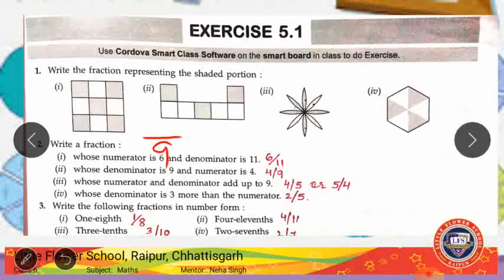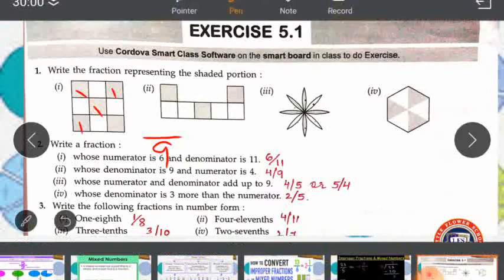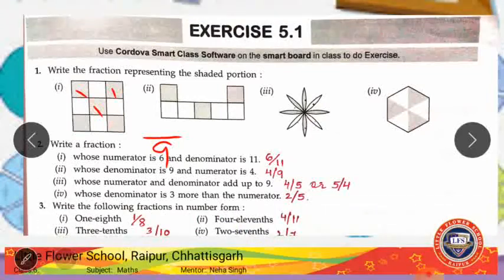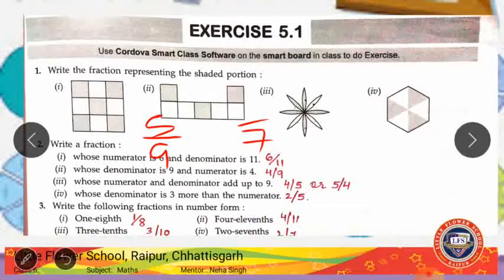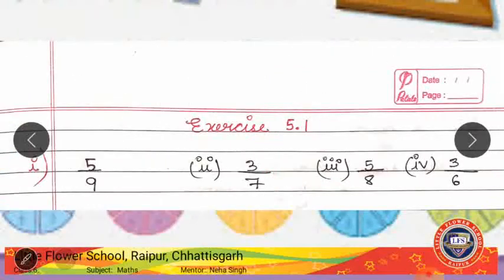Then how many parts are shaded? 1 2 3 4 and 5, right? This 5 part. So the numerator will be 5. So the answer for this will be 5 by 9. Next, see how many total parts? 1 2 3 4 5 6 and 7. Total part is 7. How many shaded? 3. Like this you are going to write it in your copies.